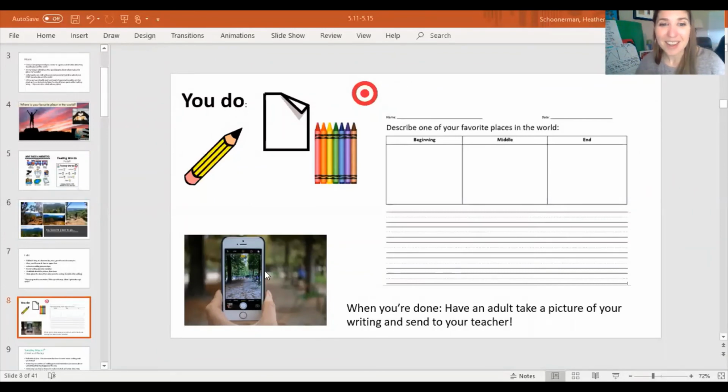And then when you're all done, have an adult take a picture and send your writing into your teacher because we are keeping all your work and we would love to see what your favorite place in the world is. And remember, it's probably much different than my favorite place. I can't wait to see what you choose and what you write about.